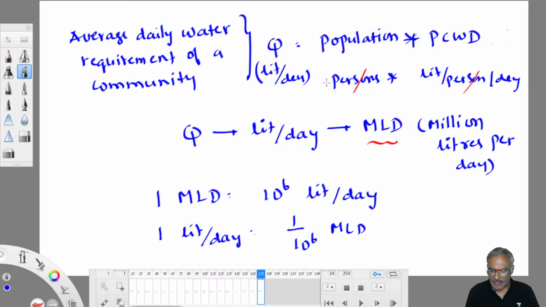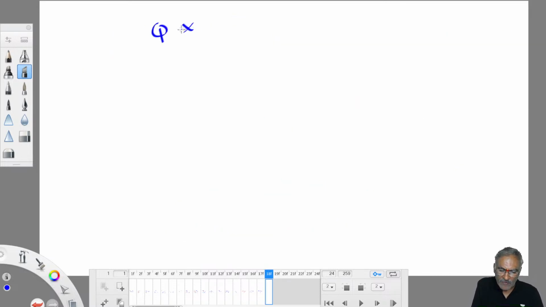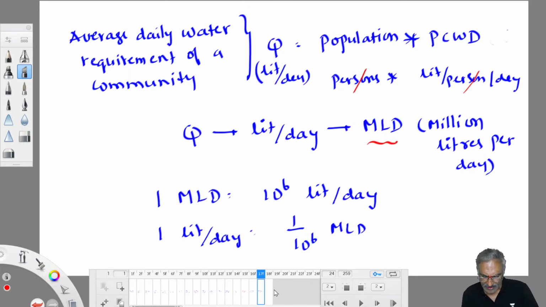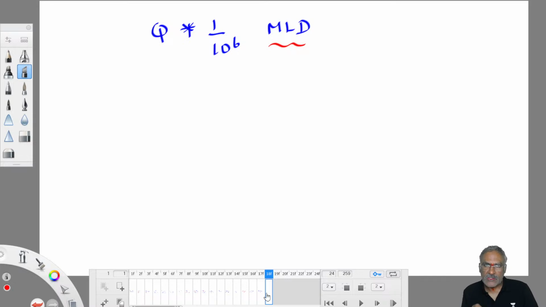To convert this liters per day into MLD, what you need to do is multiply the Q value by 1 by 10 power 6, and then you will get the Q value in MLD. This is the average daily water requirement of a community. Understood? So MLD stands for what? Million. Million means 10 power 6. In the exam also, in the questions they will mention 10 MLD, 20 MLD like that. MLD stands for million liters per day.